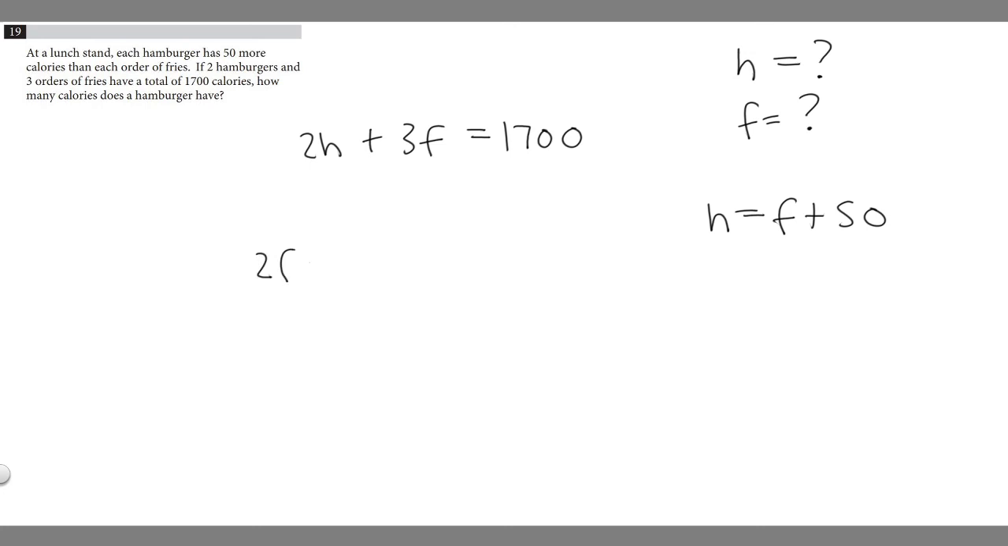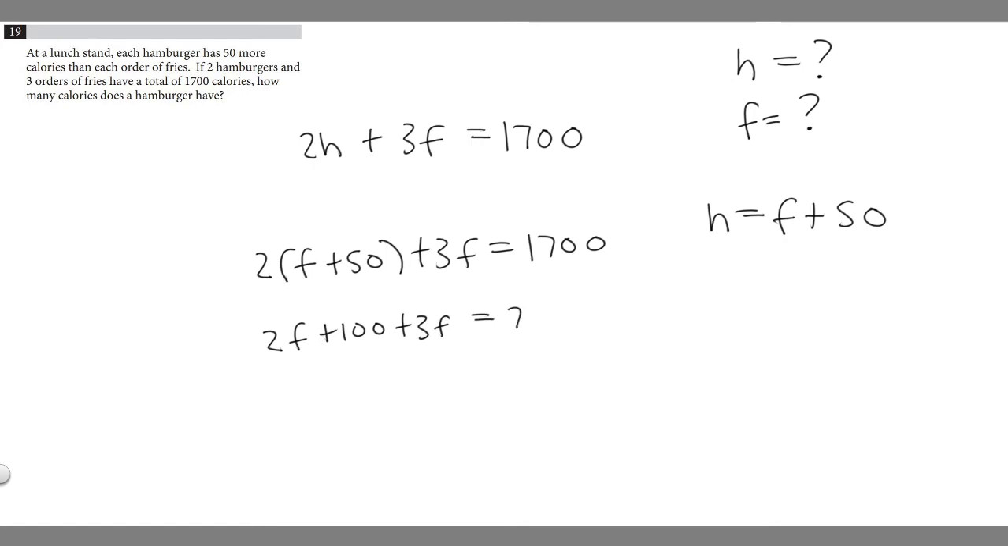So let's plug this in for h. It's going to become 2 times f plus 50, right? We just replace h in the equation, so 2 times f plus 50, plus 3f equals 1,700. So let's multiply out. 2 times f is 2f, 2 times 50 is 100, plus 3f equals 1,700.